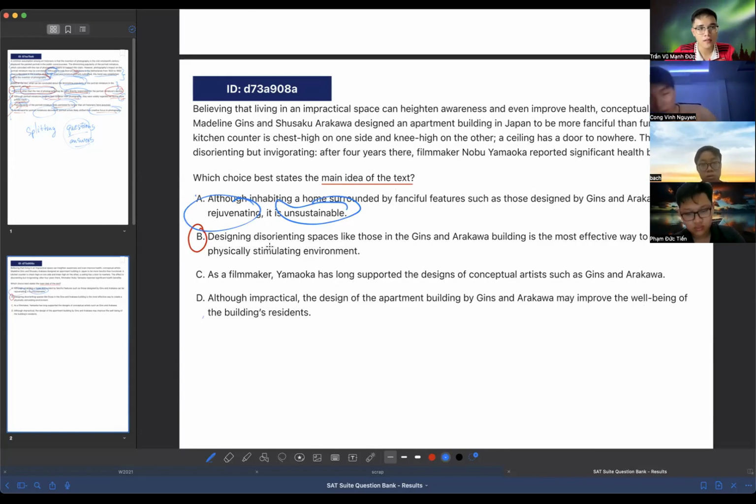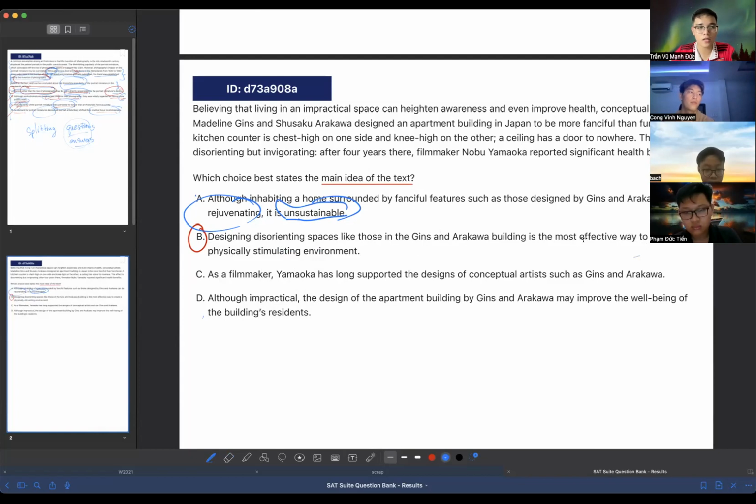Secondly, B. How about B? B is disorienting and stimulating. Disorienting places. This is just the same thing, just trying to rephrase the environment that they're testing. It's not really the important thing because A, B, C, and D all talk about disorienting places, spaces like this, because the main focus of the paragraph is this place, right?